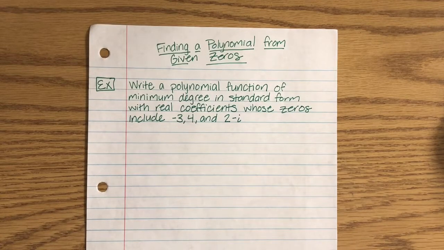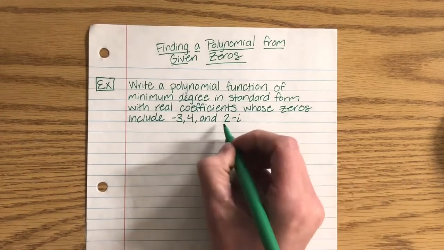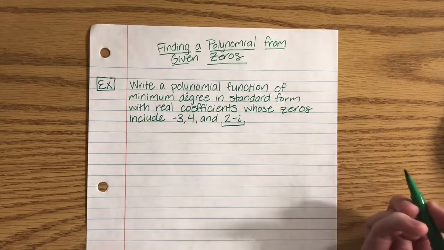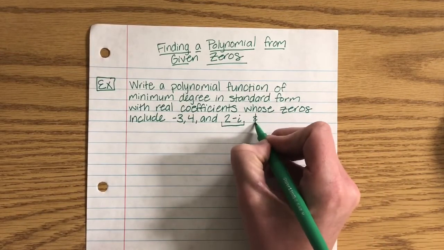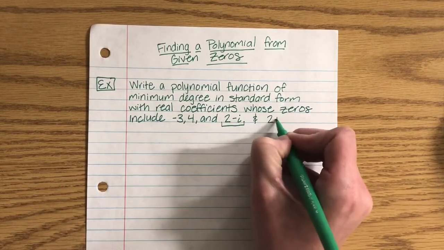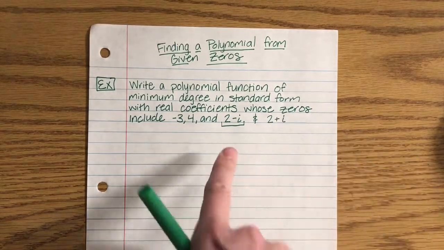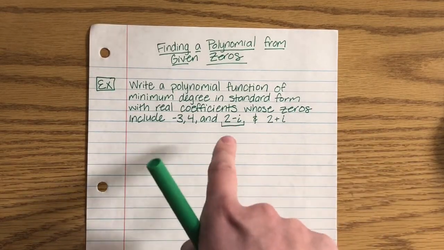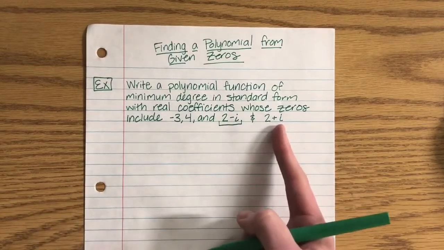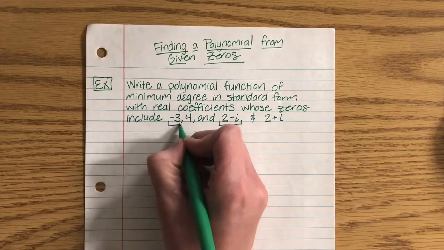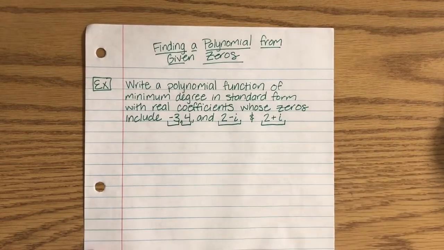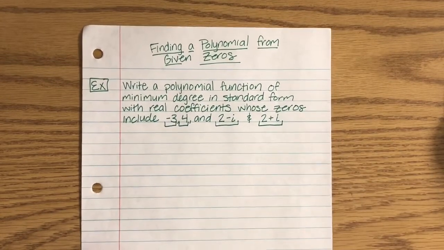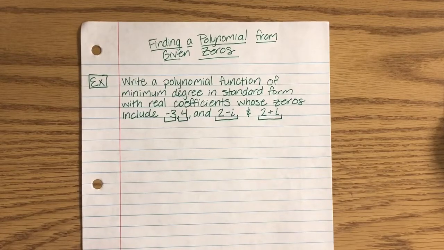So complex roots and irrational roots come in pairs. So this 2 minus i means that there's also another root 2 plus i. You're never going to have a complex root without its conjugate as well. So that means we have 4 roots, so we're going to end up with a fourth degree polynomial.